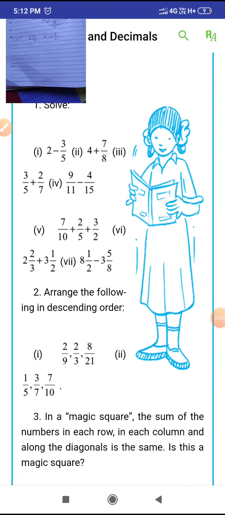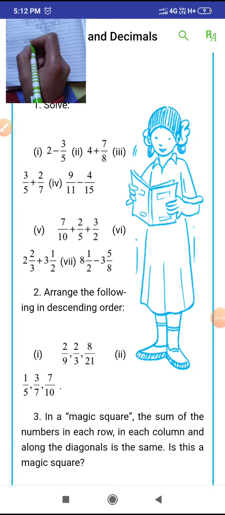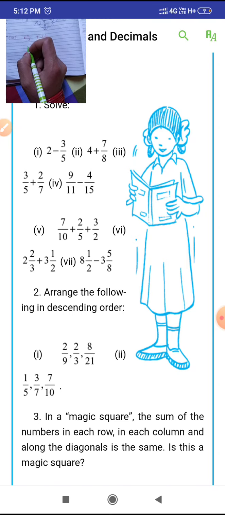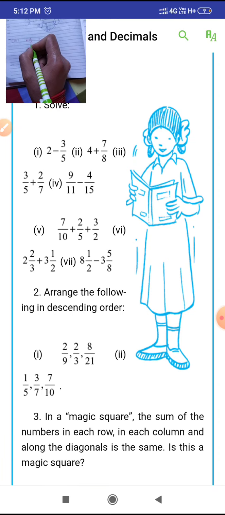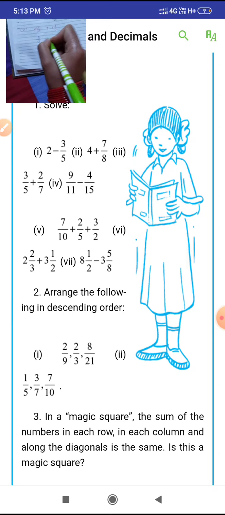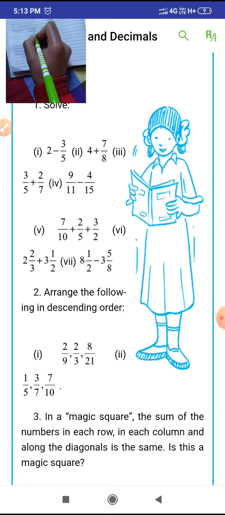For solving this question, you have to convert these mixed fractions into improper fractions, and for converting a mixed fraction into an improper fraction, you have to follow this procedure. First you have to multiply the denominator by the whole part, so 3 2s are 6, and then add the numerator to your result. So 3 2s are 6, 6 plus 2 is 8. Your answer is 8 upon 3. Now here 2 2s are 4, 4 plus 3... 2 3s are 6, 6 and 1 is 7. Your answer is 7 upon 2. The denominator part remains the same.